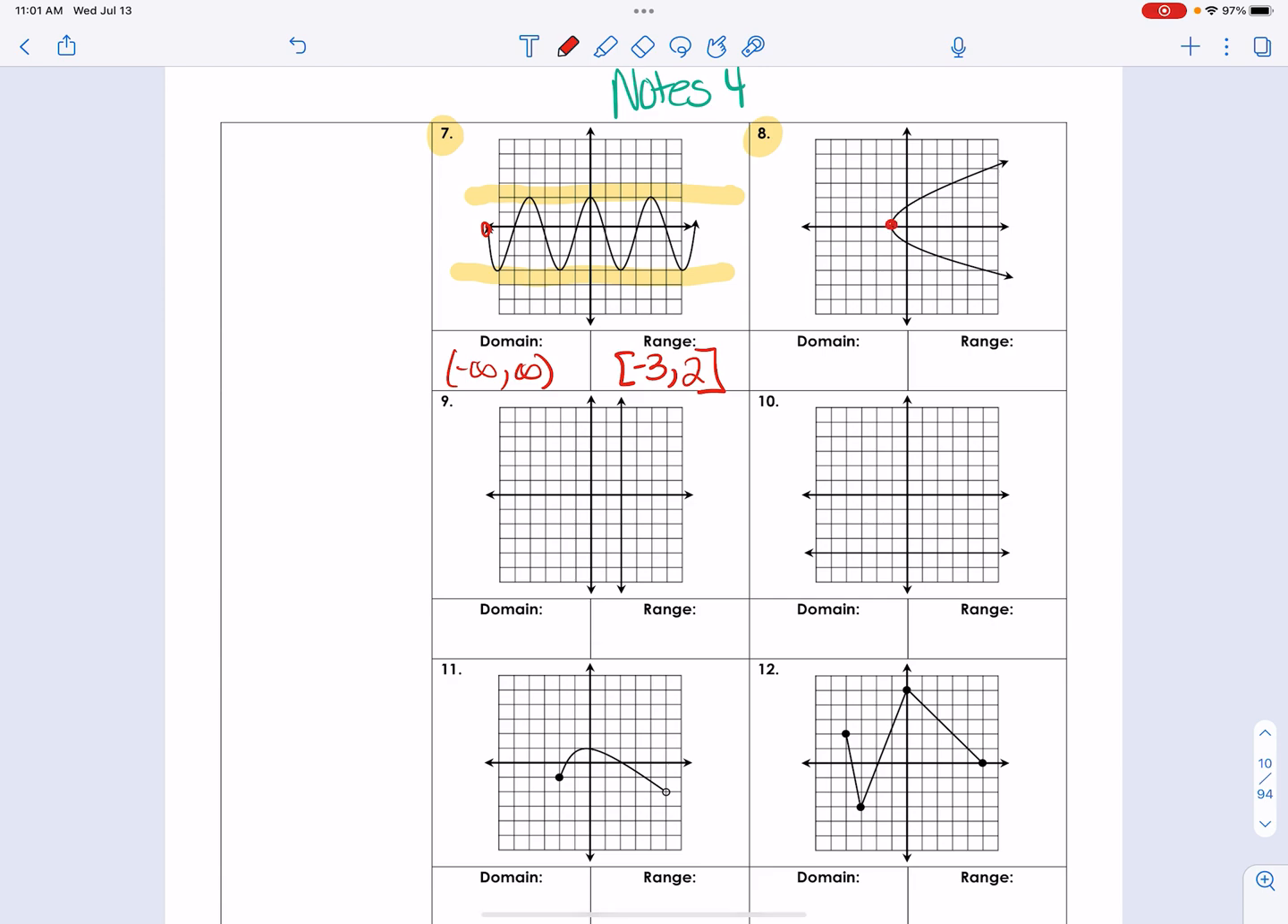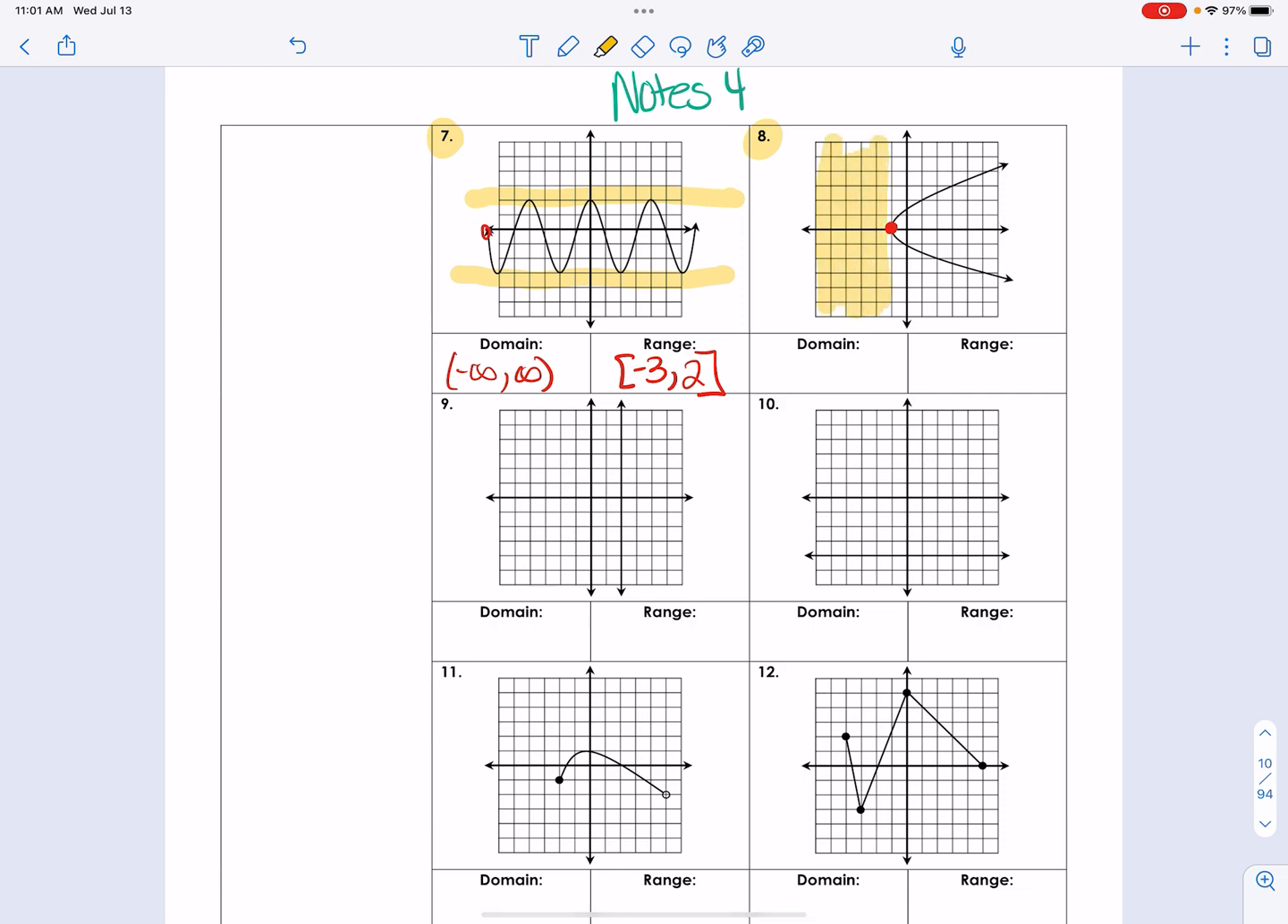Okay, this is my domain left to right. I have nothing out here. The graph does not go there. So it's not going to -infinity. It doesn't start until -1. But then it's going out. Now, because these are just going to keep going up, my range, my bottom to top, is -infinity to infinity.